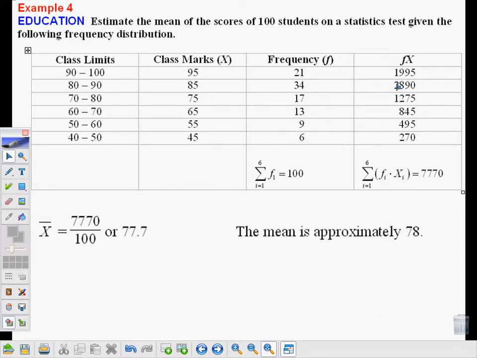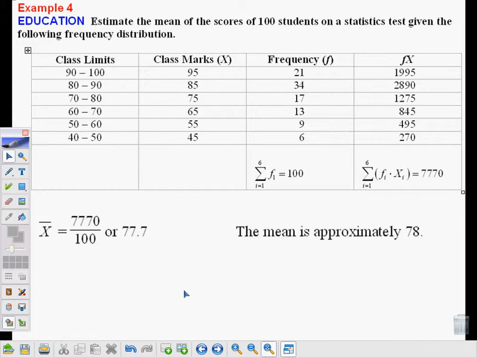Okay, so this f times x, again, each of these is the approximation of what I would get if I added all the values in this class limit together. And we find that by multiplying the class mark by how many data points we have within those class limits.